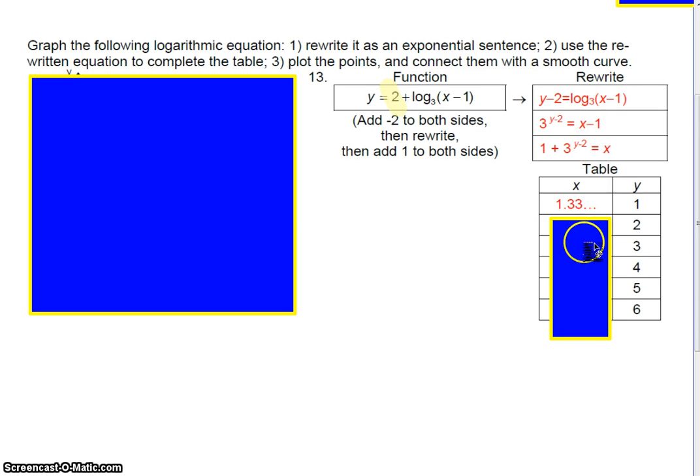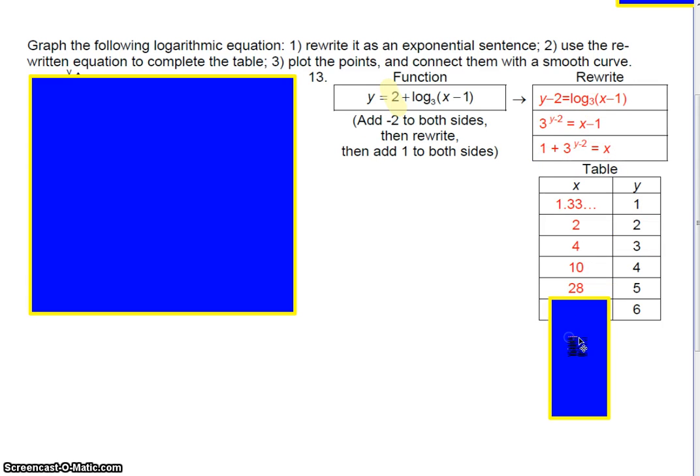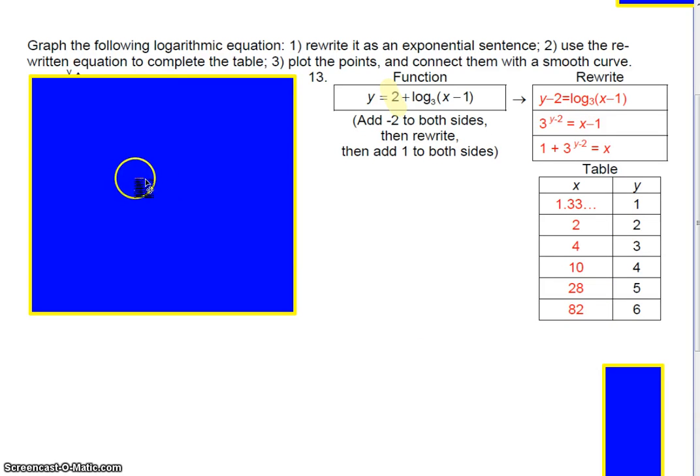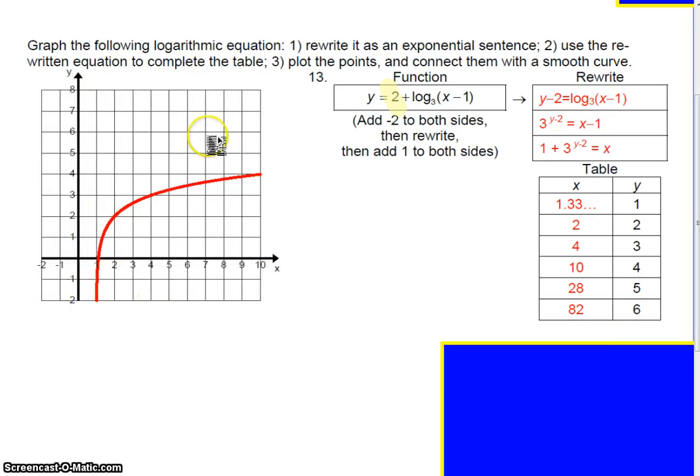If you put 2 in for y, you get 2. If you put 3 in for y, you get 4. This is just putting it into this equation here. 4 gives you 10, 5 gives you 28, and 6 gives you 82. If you plotted those points, you would have an exponential curve.